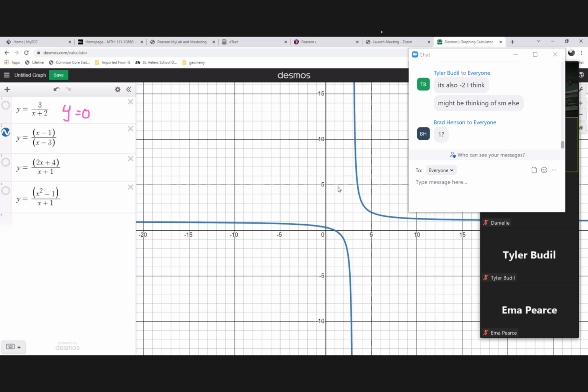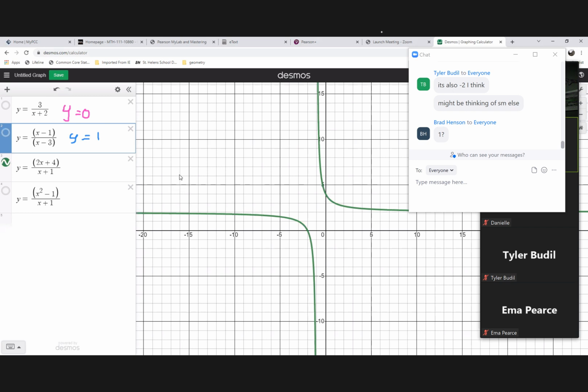One. You're right. It's at 1 because this graph is flattening out in both directions and is approaching 1. Okay, it never gets to 1, but it's approaching 1. So we would say that the horizontal asymptote of this one here is 1. Okay, good. All right, sweet. So we got that.